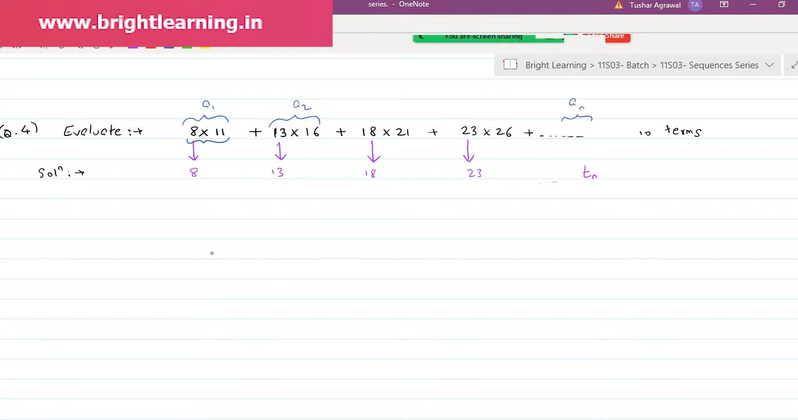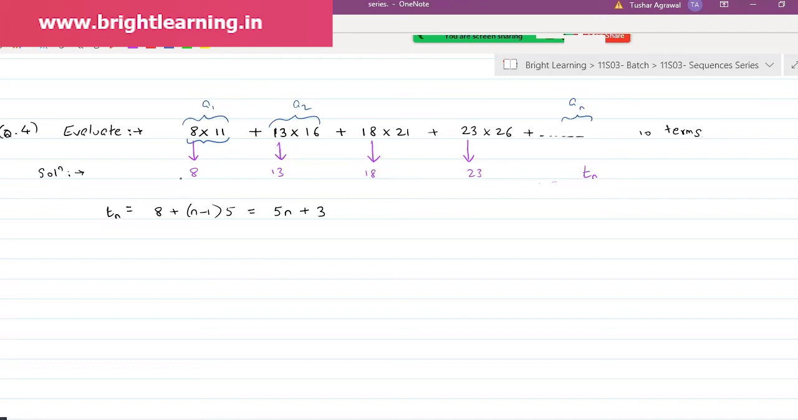So for the purple sequence, can I write Tn equal to the first term, that is A, plus n minus 1 into the common difference? The common difference is 5. The purple sequence is an arithmetic progression. So is it 5n plus 3? Does everybody agree with me?